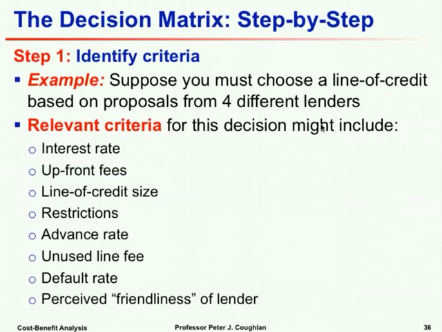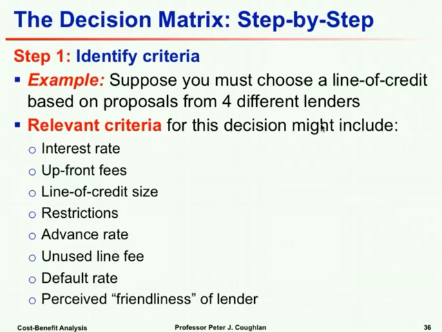Suppose you must choose a line of credit based on proposals from 4 different lenders, right? And the relevant criteria for this decision might include interest rate, upfront fees, line of credit size, restrictions, advance rate, unused line fee, default rate, perceived friendliness of lender, right?